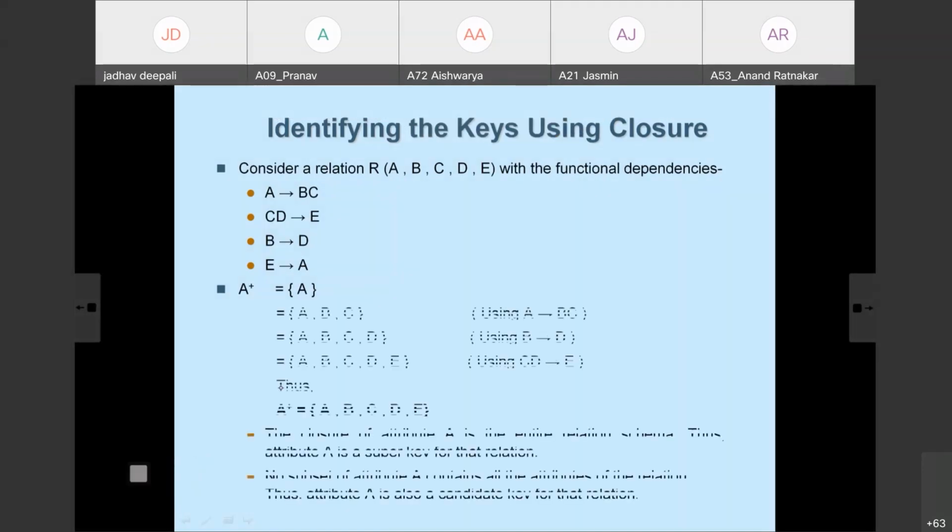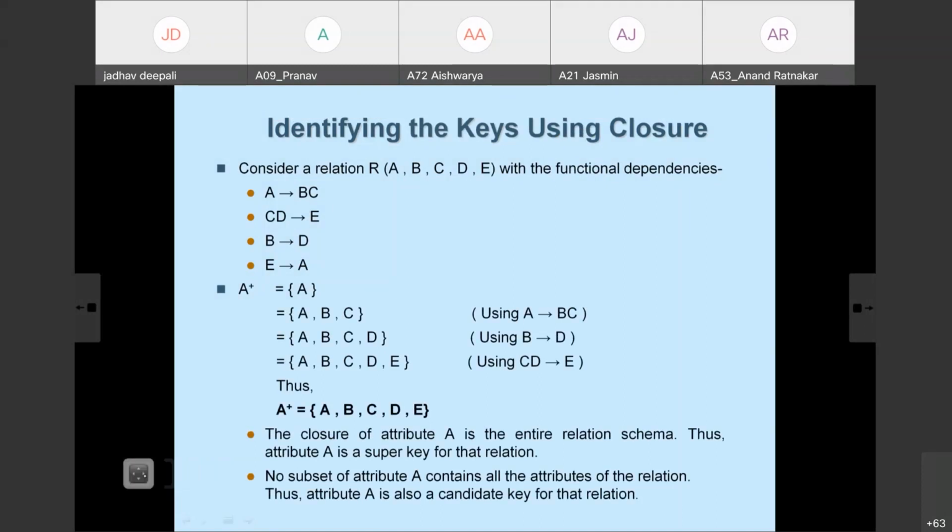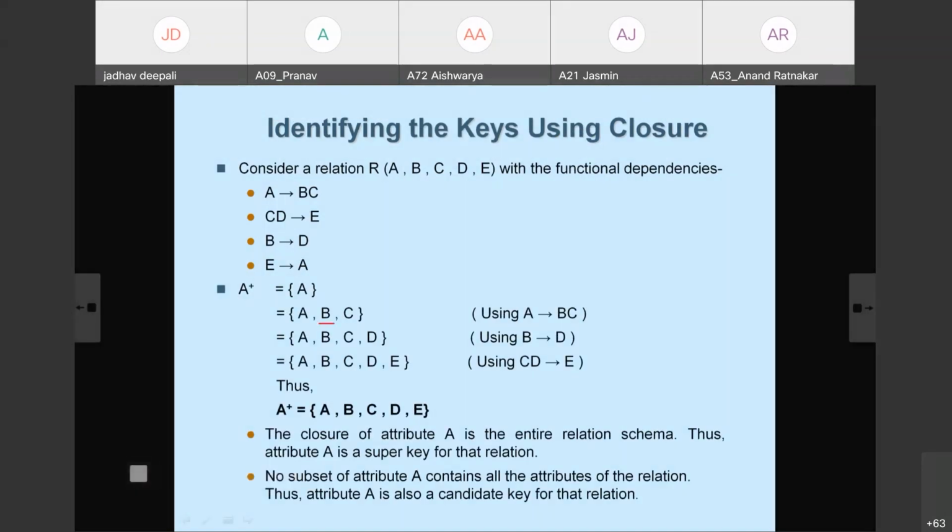You can observe that A tends to BC, so BC is added into the result. Then B tends to D is there. B is already in the result, so D is added in the result.